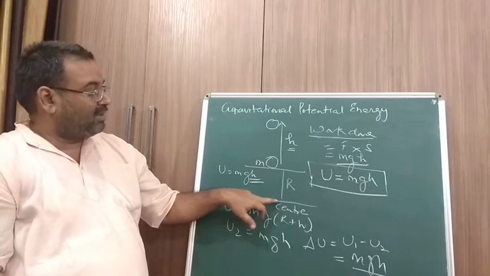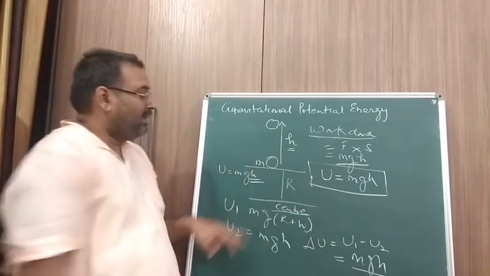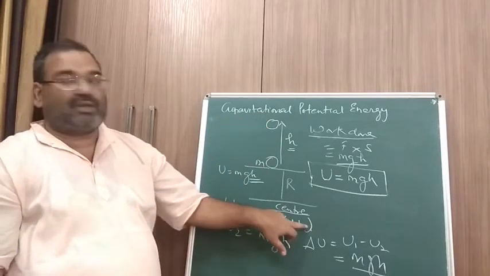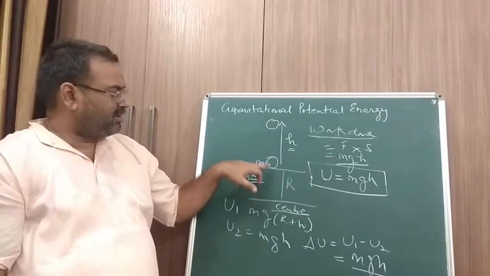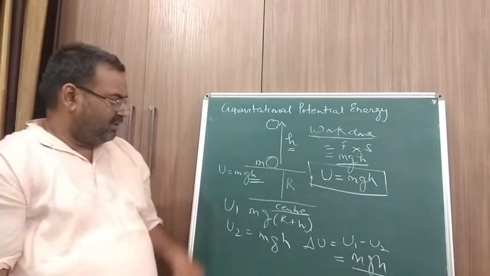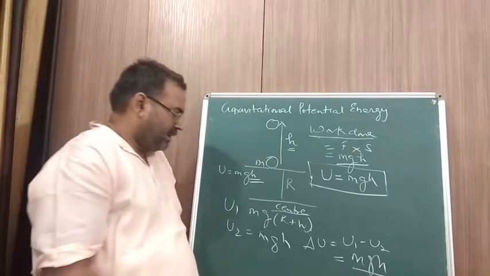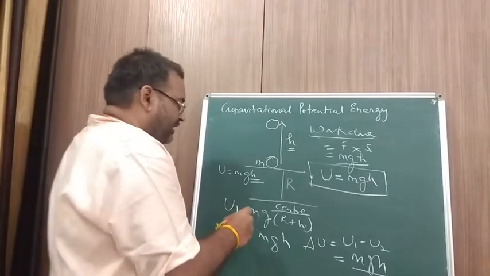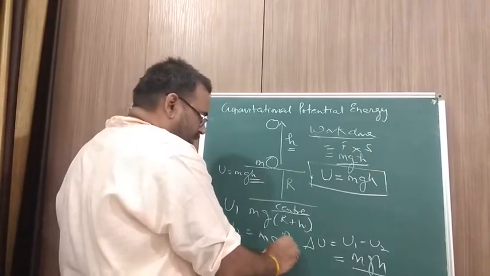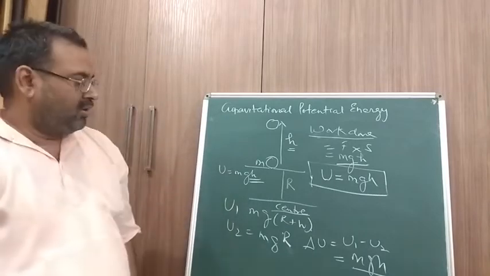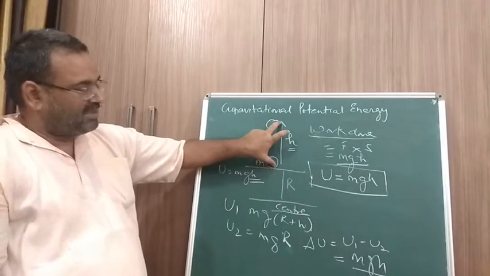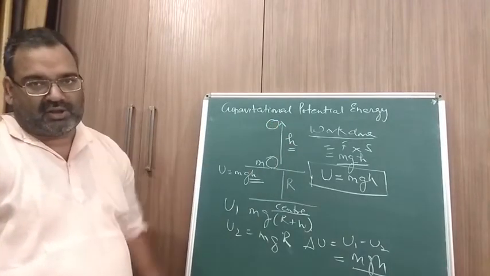Suppose the body has been taken from the center of the earth. This is the center of the earth. Then from this center of the earth to this height, it will do mg(r plus h) work. And from the surface of the earth, it will do only mgh. Now the change will be mgr, that is the difference, (r plus h) minus r, multiplied by mg. So the change will be equal to mgh. From the center up to the height and from the center to the surface, whatever is the difference, this is the net difference. So this is equal to mgh.